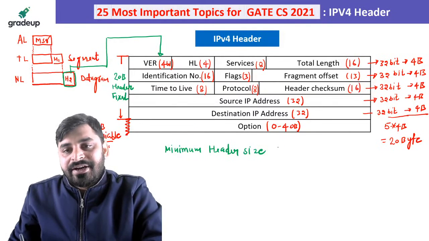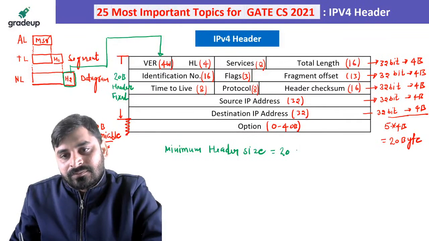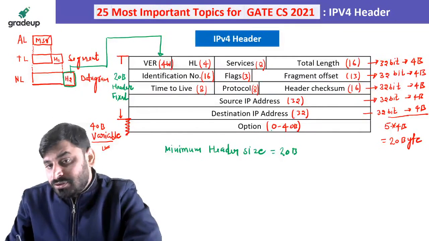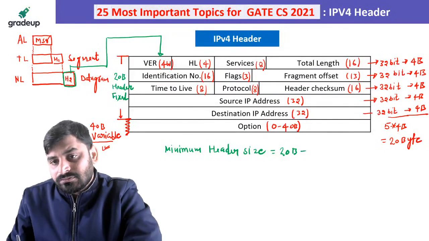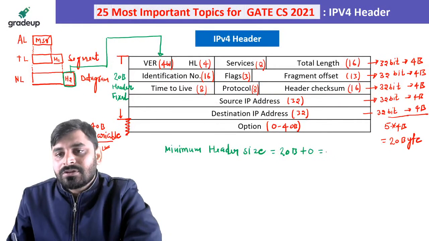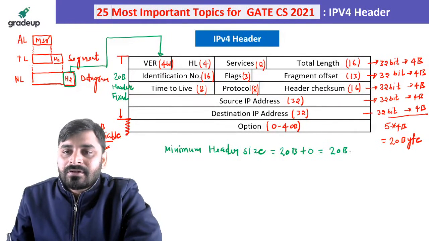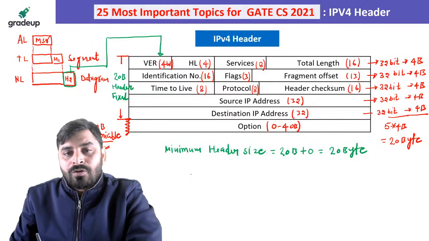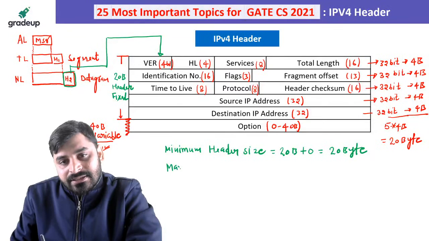This 20 byte is already fixed now. The options are your own choice. If you want to choose 0 here, you can choose 0. If you are choosing 0, then this 20 byte is the minimum header size, always 20 byte. What is the maximum header size, guys?